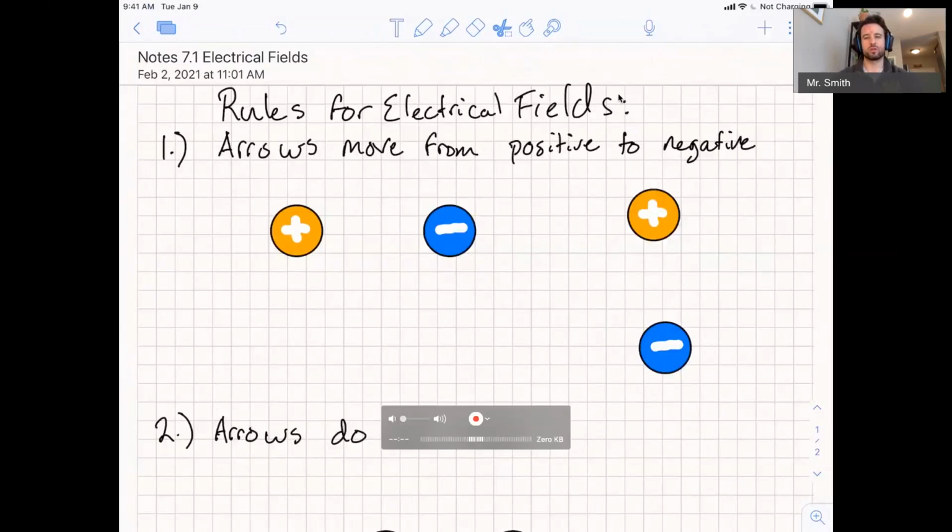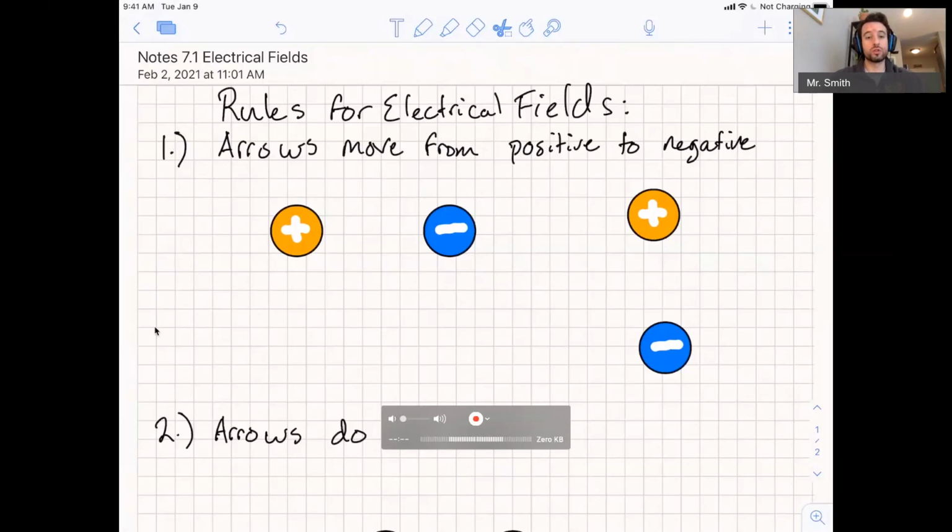And if you're not sure what an electric field is, it's just kind of the idea that this positive charge and this negative charge have repulsive or attractive forces kind of coming between them. So we want to sometimes draw what those forces look like, and those forces are called electric fields.